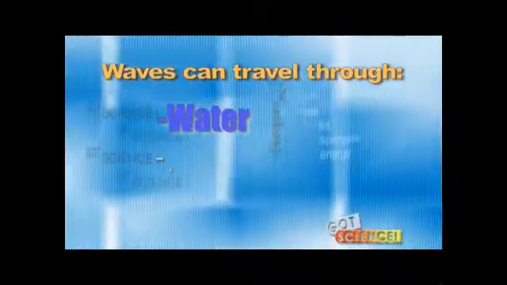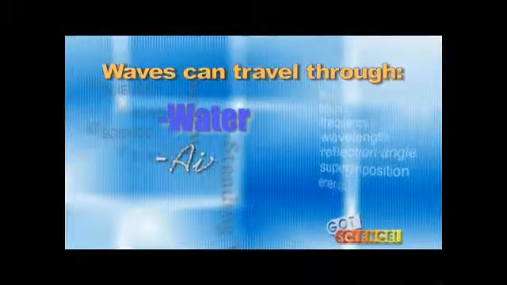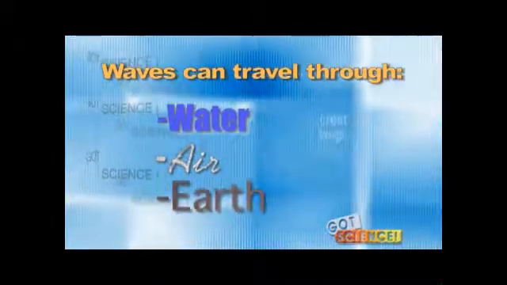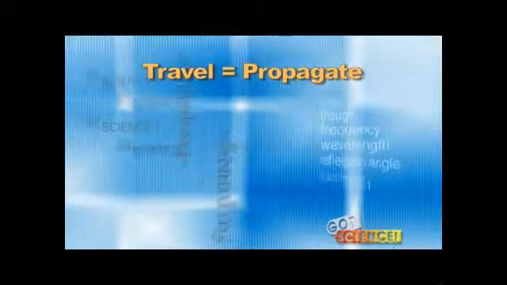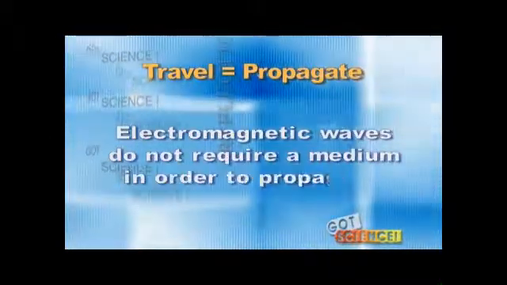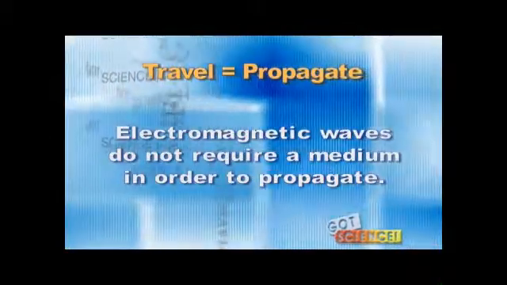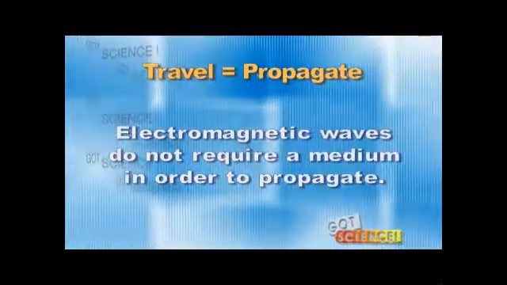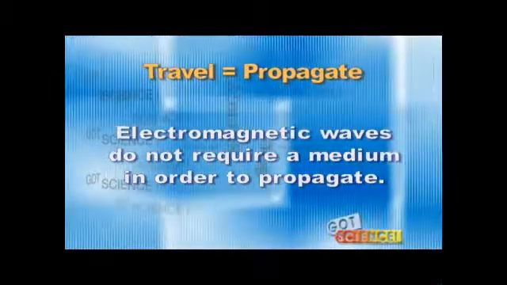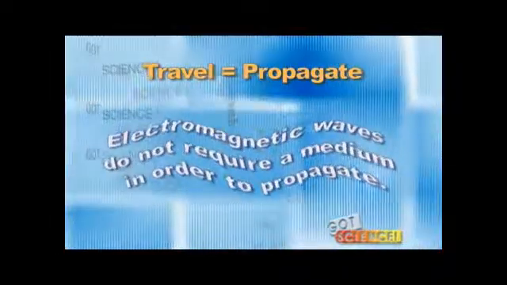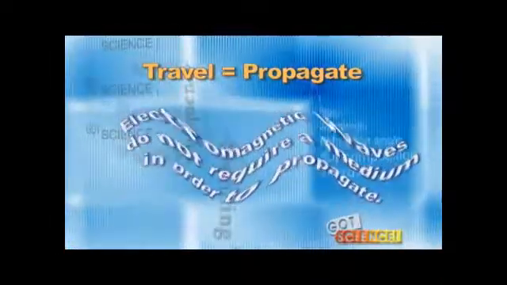Waves can also travel through other media, like air or the ground. When a scientist talks about waves traveling, they will say the wave has propagated, and some waves, called electromagnetic waves, can actually travel without a medium. Light waves, for example, which are part of the electromagnetic spectrum. But to keep things basic, for today, we'll focus on waves that travel through water.